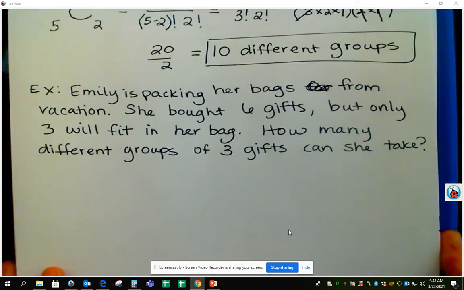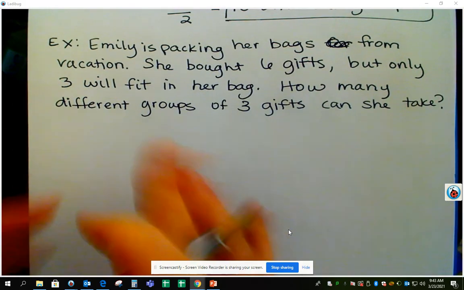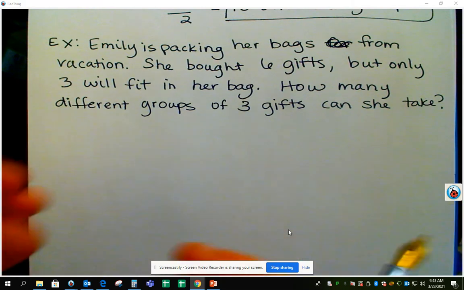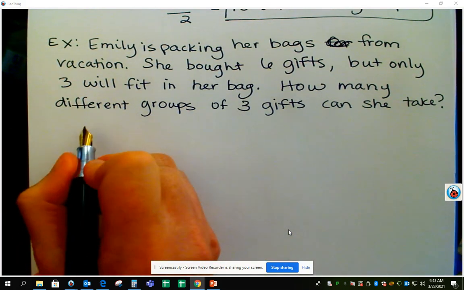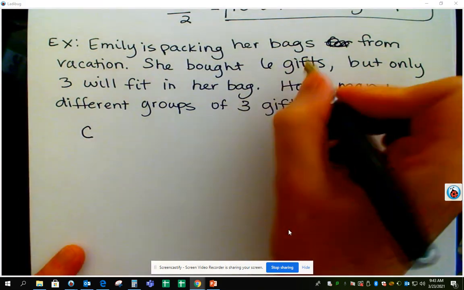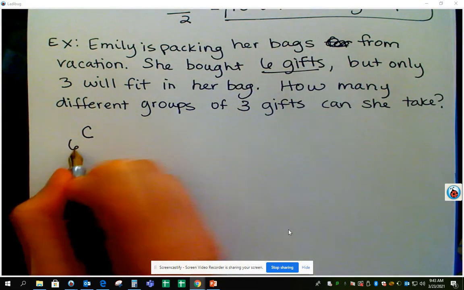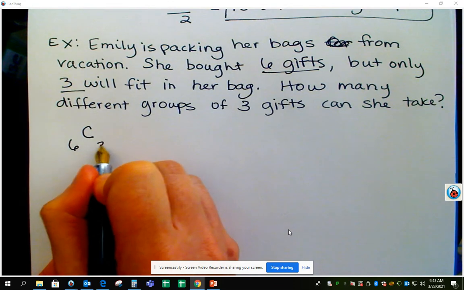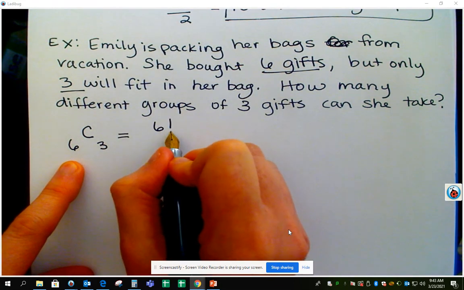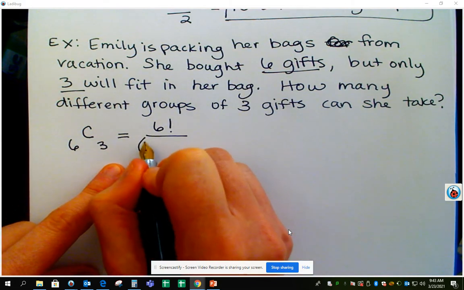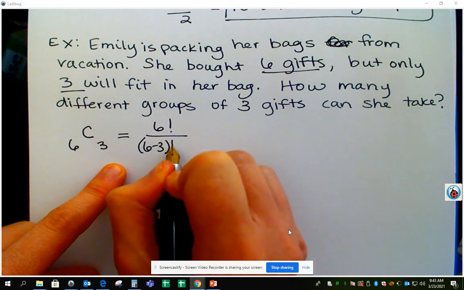Okay, so again, we're assuming the order doesn't matter. We're going to have some groups that have the same 3 gifts but in different orders, but that doesn't matter in this scenario. So here's our combination. She has 6 total gifts, but she can take 3 at a time. Okay, so big number on top, 6 minus 3, and then 3.